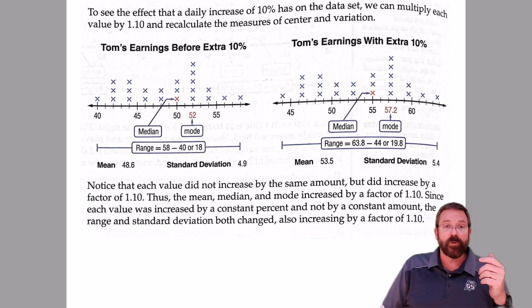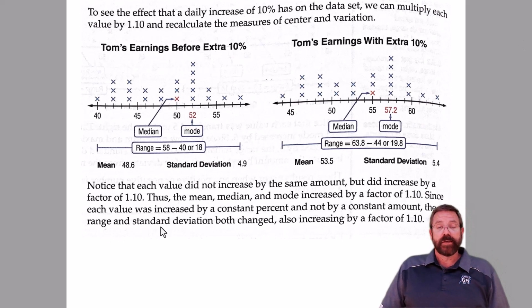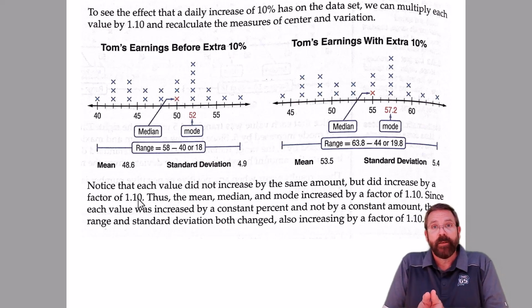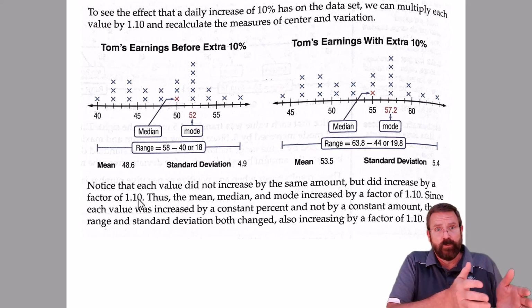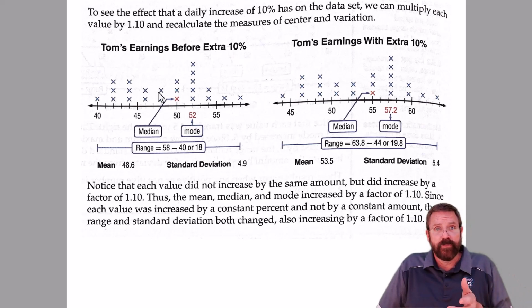Let's take it a little bit further here. Notice that each value did not increase by the same amount, but did increase by the same factor of 1.10. When we increase by 10%, he'd get 110% of what he got the previous pay. Changing 110% to a decimal, that means you multiply each of the values in this graph by 1.1, and that gives you the values in this graph. That's what that means right there.